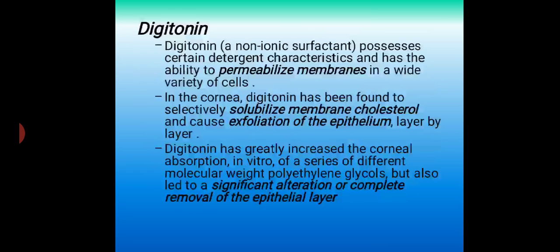Digitonin is another non-ionic surfactant which helps in the permeation of the drug molecule. How do they work? What is the mechanism? They solubilize the membrane cholesterol. In surfactants we have seen they solubilize the phospholipid. The same way here they solubilize the cholesterol in the membrane, resulting in exfoliation of the epithelium. So the removal or peeling of the epithelium, or reducing its thickness or strength, because the membranes are made up of lipid molecules. Once the lipid is taken out, the membranes become weaker. That's the concept here.